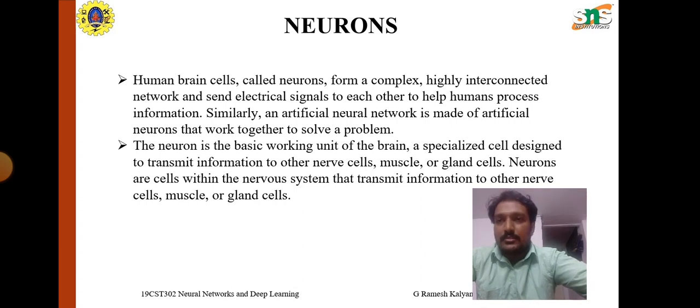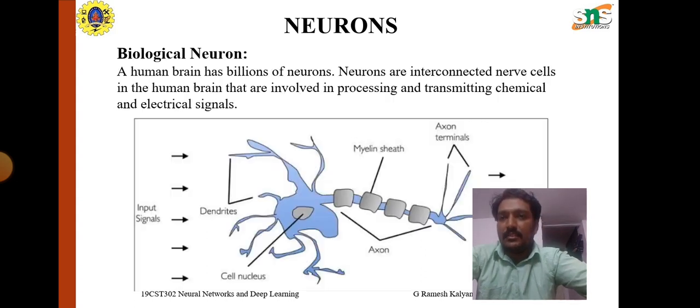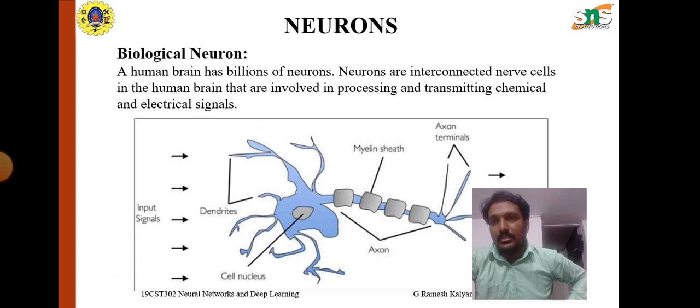So the neuron is the basic working unit of the brain, a specialized cell designed to transmit information to other nerve cells, muscles or gland cells. So these neurons are cells within the nervous system that transmit information to other nerve cells, muscle or gland cells. So this is the structure of the biological neuron.